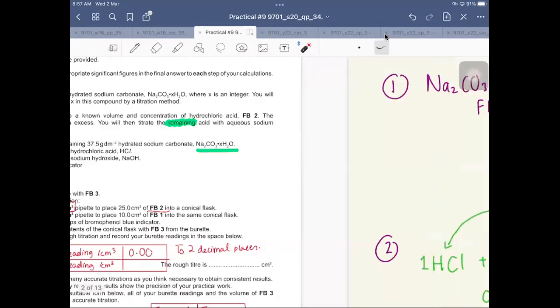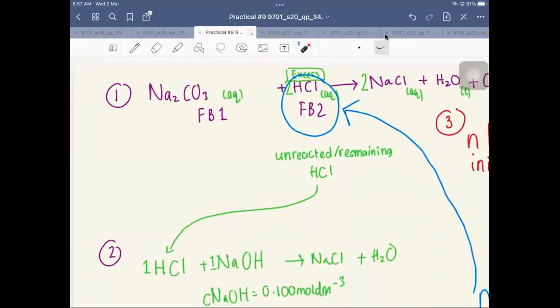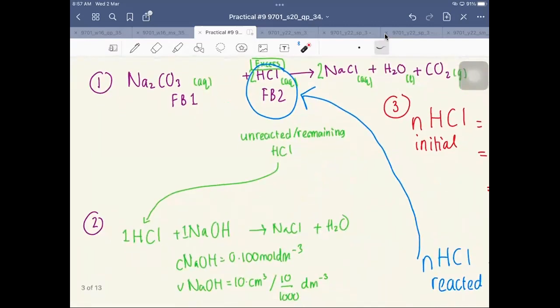Okay? So if I were to write it down here, the first reaction is sodium carbonate, which is my FB1.